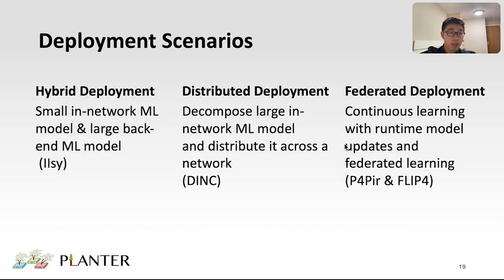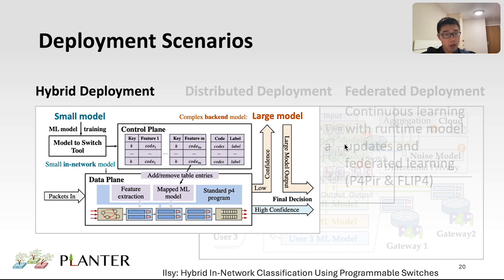Planter has already been extended to support different deployment scenarios. In a hybrid deployment, a small in-network machine learning model is deployed on a switch, and the large machine learning model at the backend. Only high-confidence decisions are made inside the network, and others are sent to the backend. In this manner, the same accuracy is achieved as a very large machine learning model, while also reducing server load by about 70%.